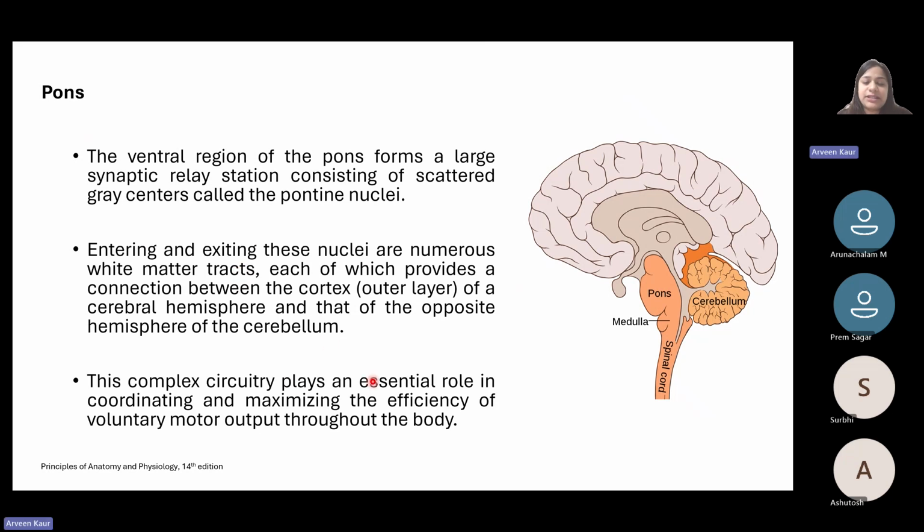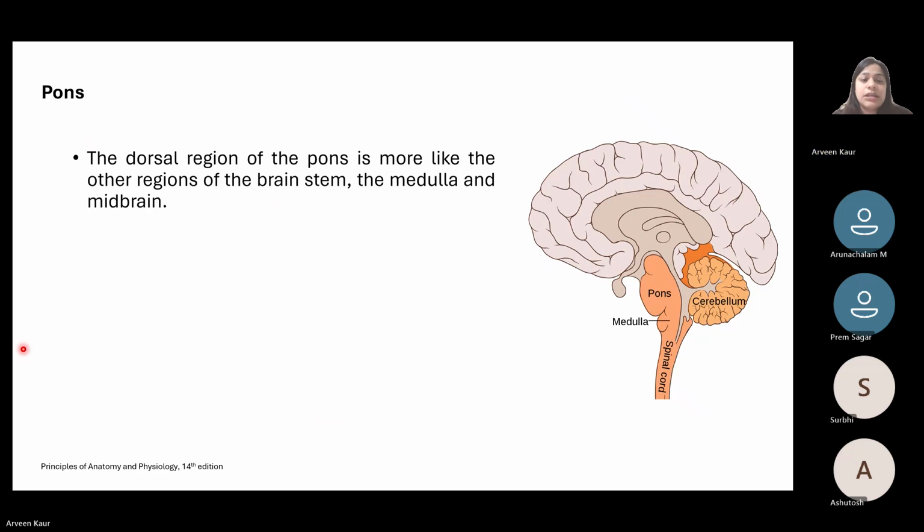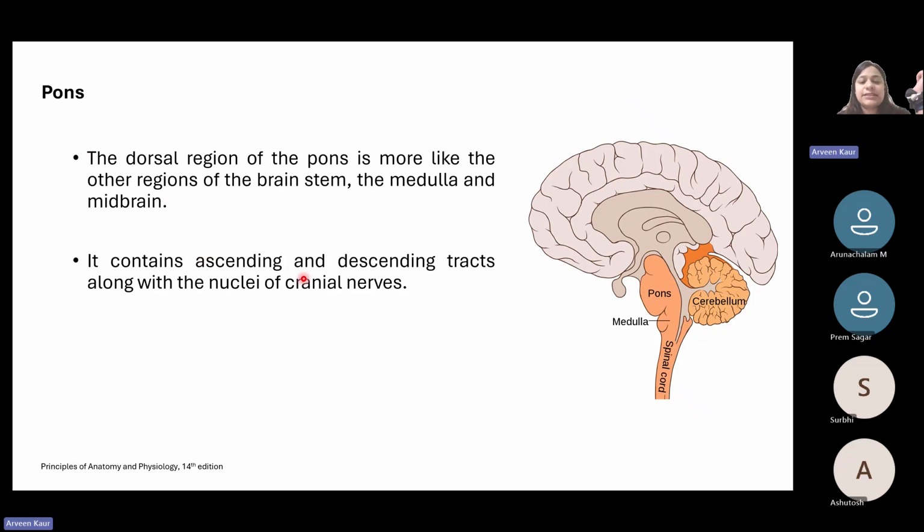This complex circuitry plays an essential role in coordinating and maximizing the efficiency of the voluntary motor output throughout the body. Yes. So the dorsal region of the pons is more like the other regions of the brainstem, the medulla and midbrain. So the one that is towards the backside, right? It contains ascending and descending tracts along with the nuclei of the cranial nerves, similar to what we were seeing in case of the medulla.